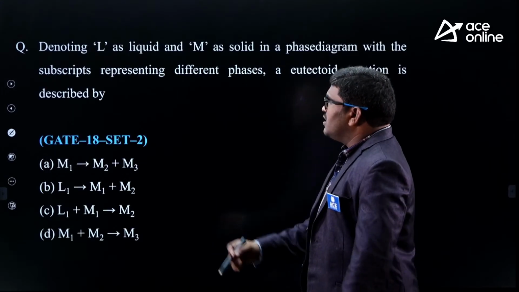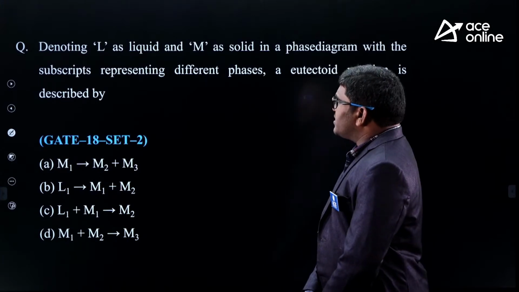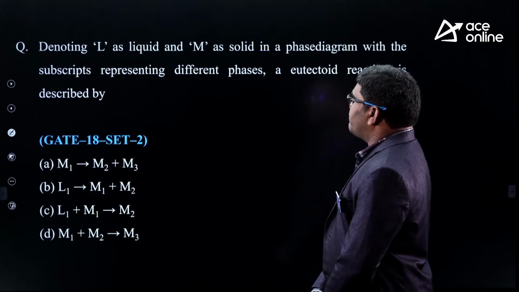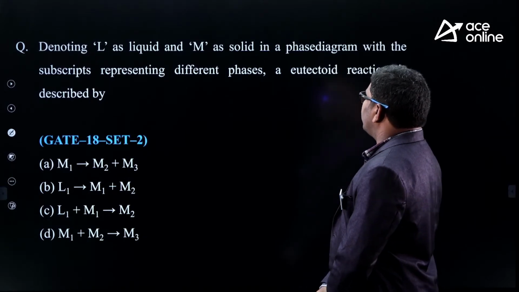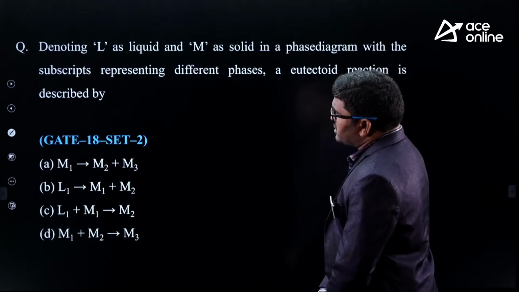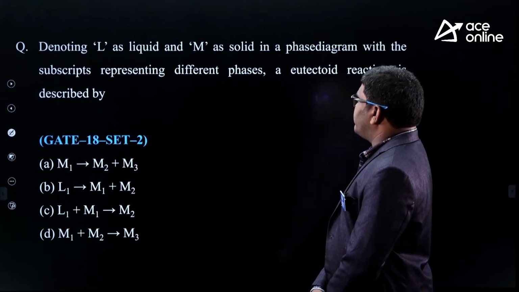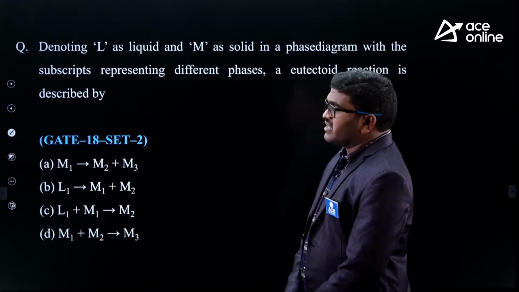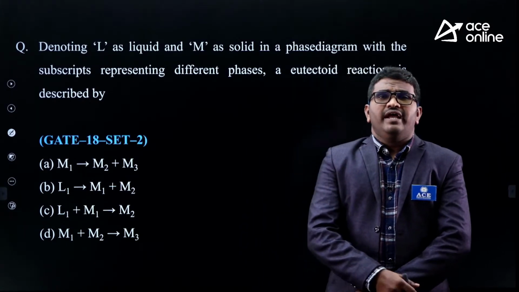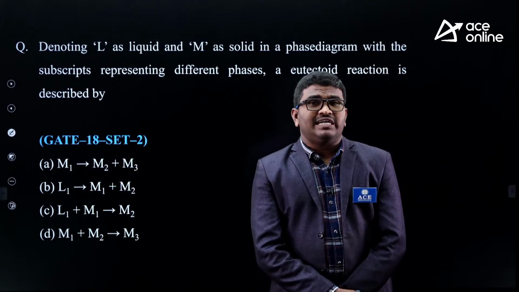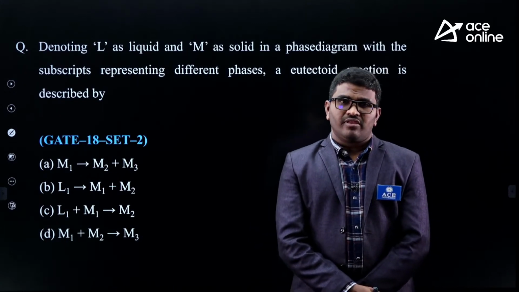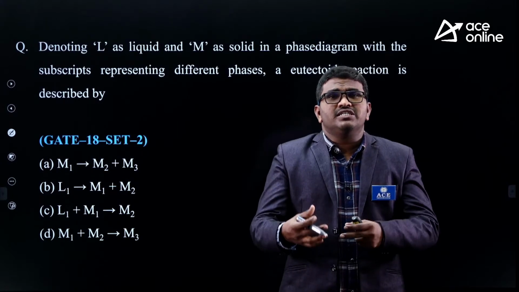Next, let us see another question from the phase diagram. Denoting L as liquid and M as solid in a phase diagram with the subscripts representing different phases, an eutectoid reaction is described by... Eutectoid reaction is an equilibrium reaction. What does this reaction represent?